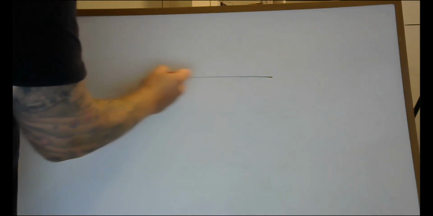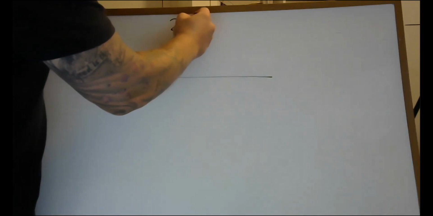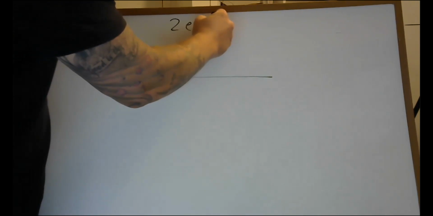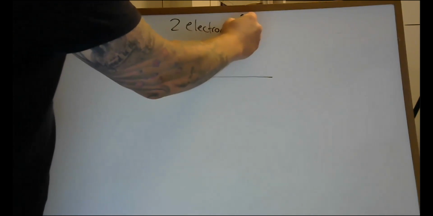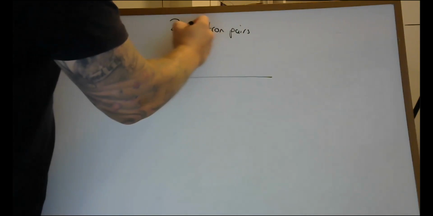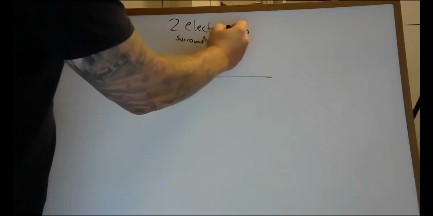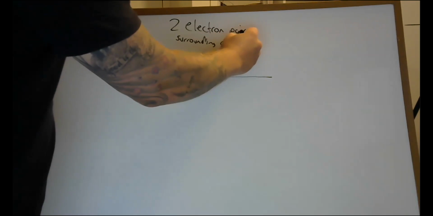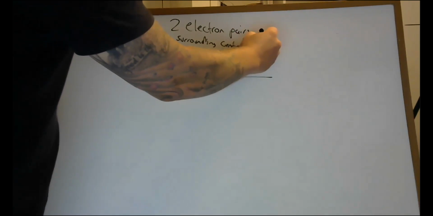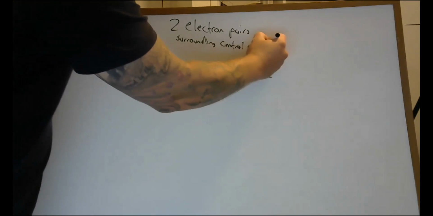A linear molecule is arranged in a straight line. There are two electron pairs surrounding the central atom. It's not the central molecule, sorry, the central atom.